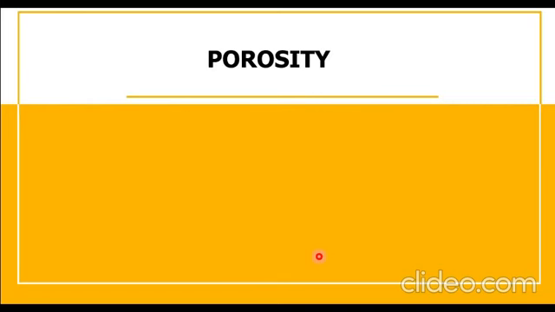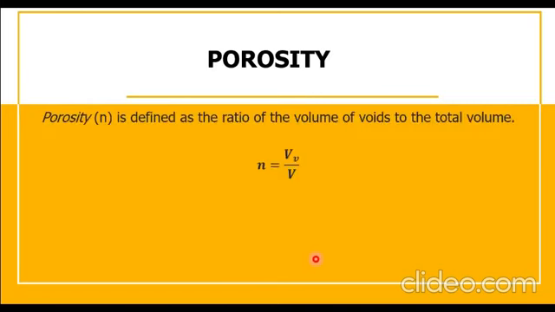Next property of soil is what we call the porosity. Porosity is defined as the ratio of the volume of voids to the total volume. It's written as Vv over V. So it is also expressed in percent and can range from just 0 to 1. Why? Because volume of voids can never be more than the total volume, because volume of voids is just part of the total volume of soil. That's why it just ranges from 0 to 1.